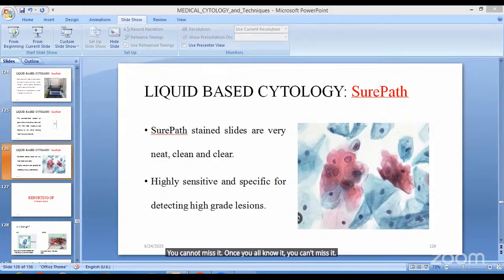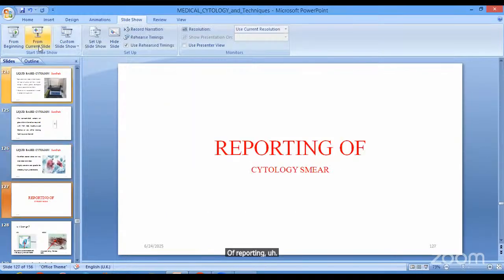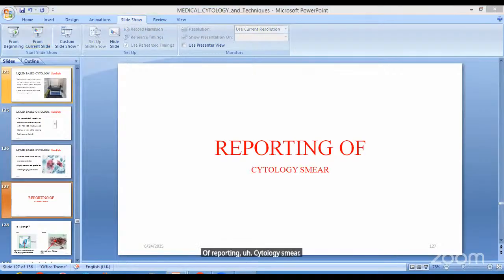I'm going to show you some of the reporting, how to identify cells now. Once you have prepared, then you should be able to make a diagnosis. Reporting of cytological smears. I'll take you through the basics of reporting cytology smears. Can you see my screen?